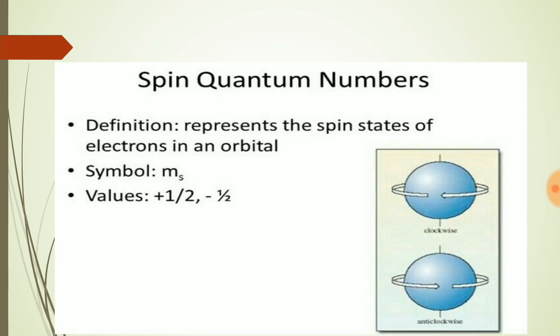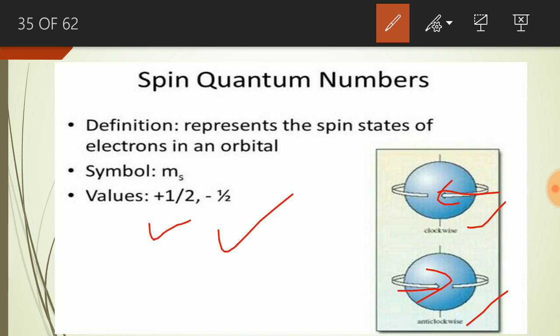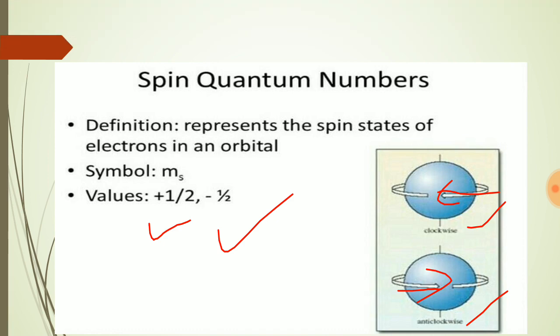Now the spin quantum number, this is not that difficult. An electron spins like this or like this, in two directions. This is the clockwise spin and this is the anti-clockwise spin. So it takes the values plus half and minus half. For clockwise movement of the electron we take plus half, and for anti-clockwise we take minus half. This represents the spin state of the electron in the orbital.